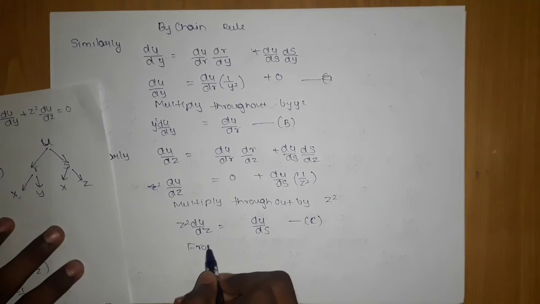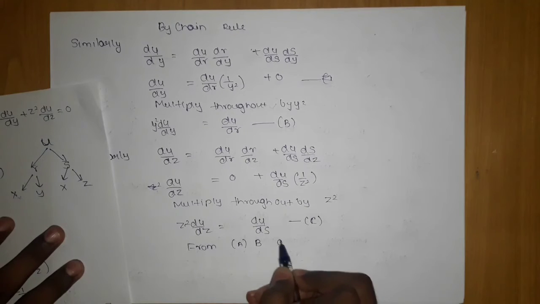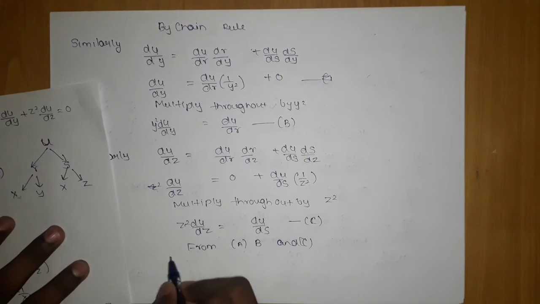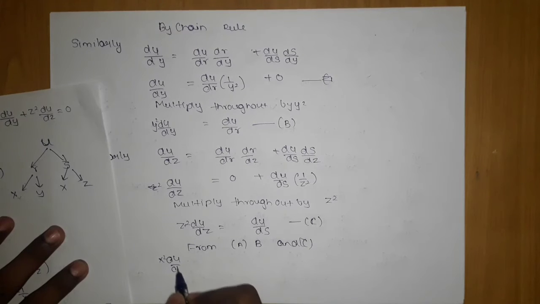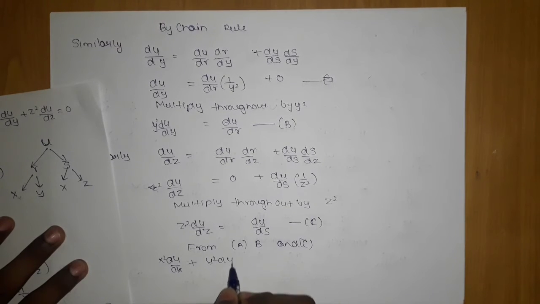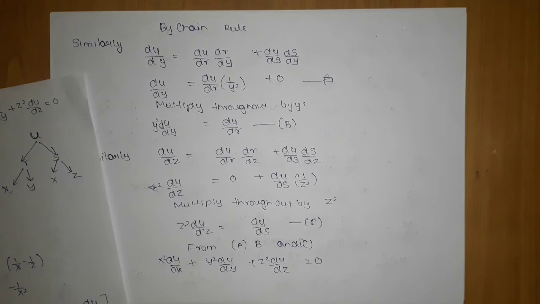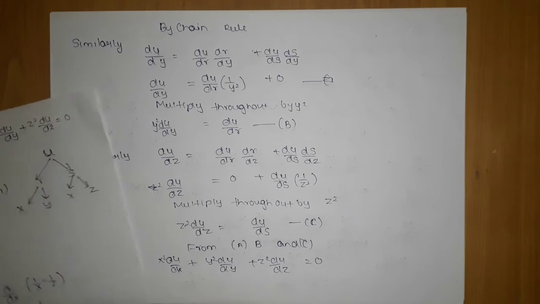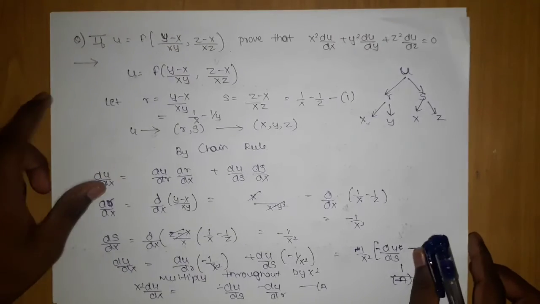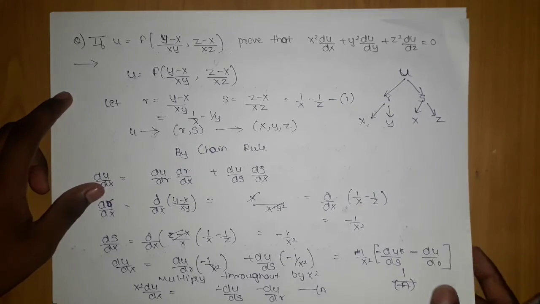From A, B and C, you can directly say x squared dou u by dou x plus y squared dou u by dou y plus z squared dou u by dou z is equal to 0, which is very clear also. Hope you have understood this problem clearly. I tried my best. This was a good question based on chain rule. Hope every step is clear to you. Let's move on to the next question, which is this.